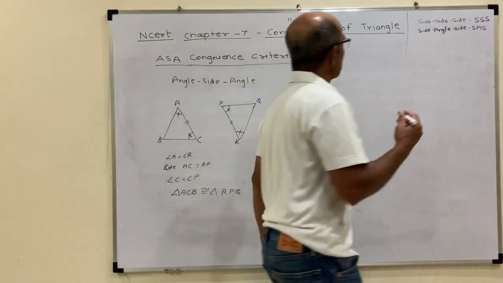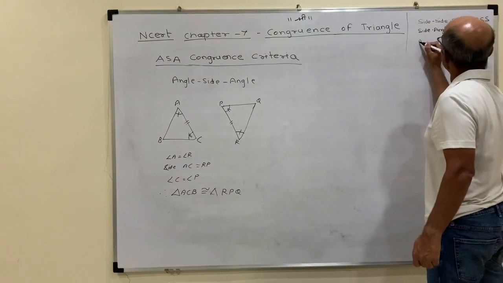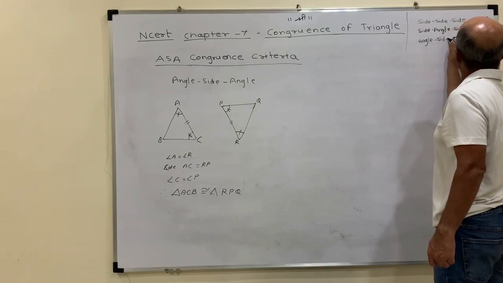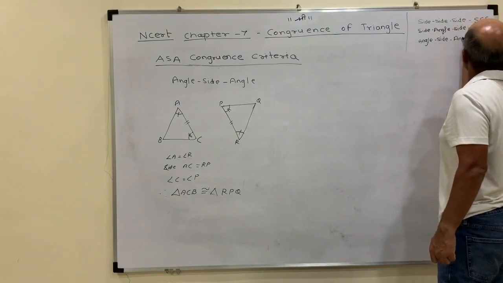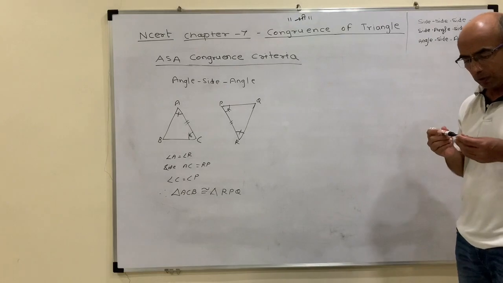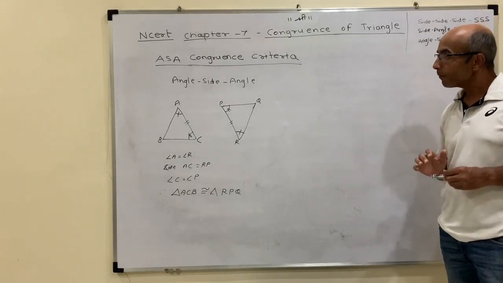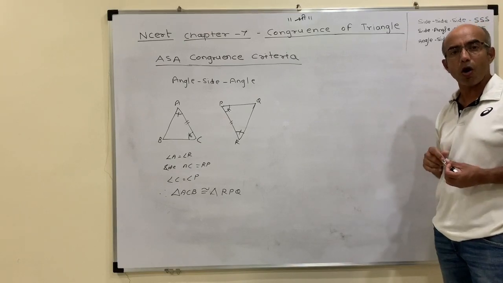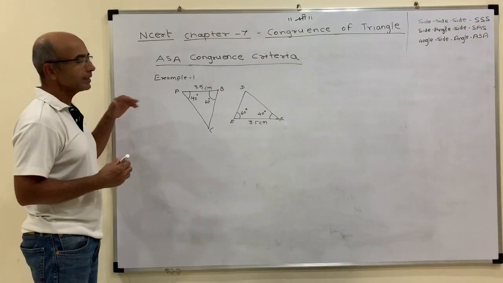So we are mentioning it over here: angle, side, and angle. ASA. This is the third rule by which we can prove whether two triangles are congruent with each other or not. Now the first example.